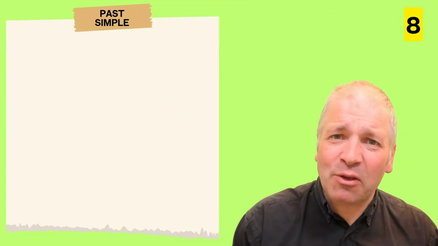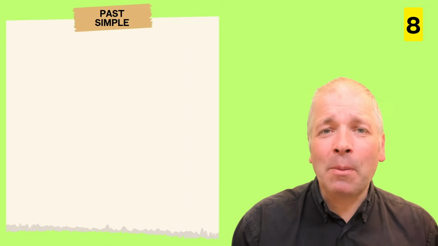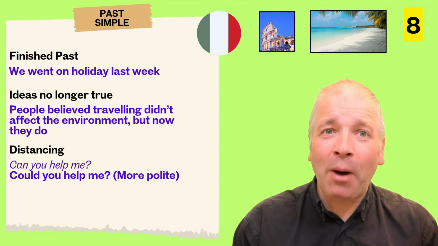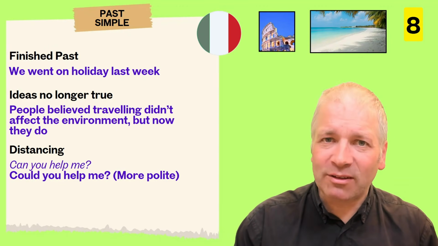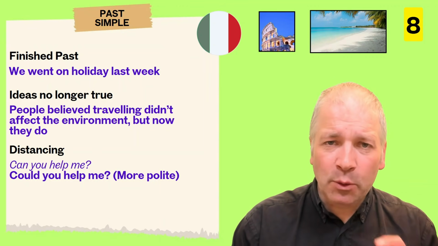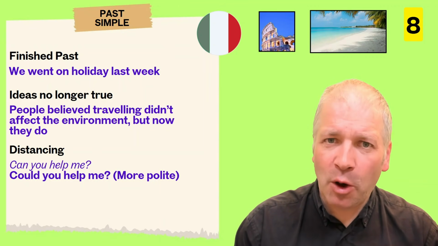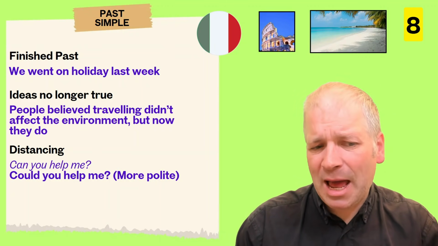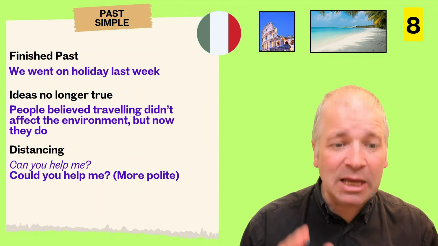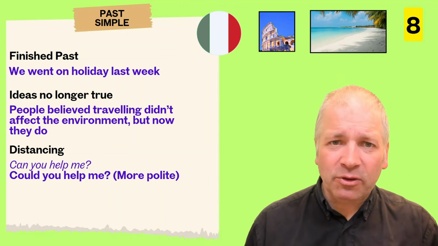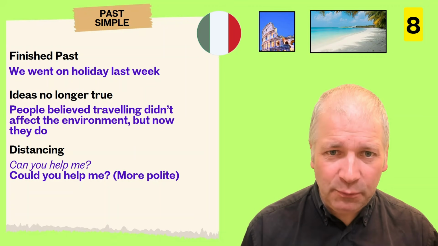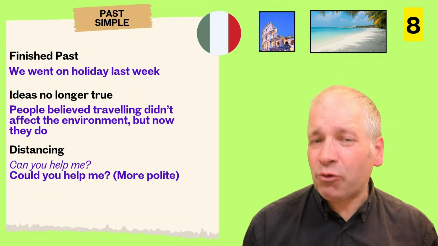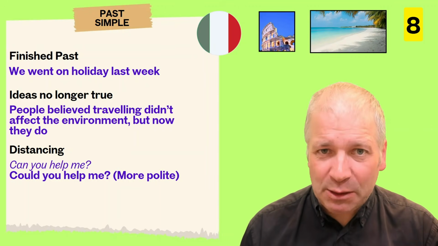Number 8 is just the past simple. The past simple verb is used to express the finished past. For example, we went on holiday last week. We also use the past simple for ideas that are no longer true. People believed traveling didn't affect the environment, but now they do. So in the past, people believed, now they don't. And we use the past of believed to reflect the fact that this idea is no longer true. If it was still true, then we would use believe.